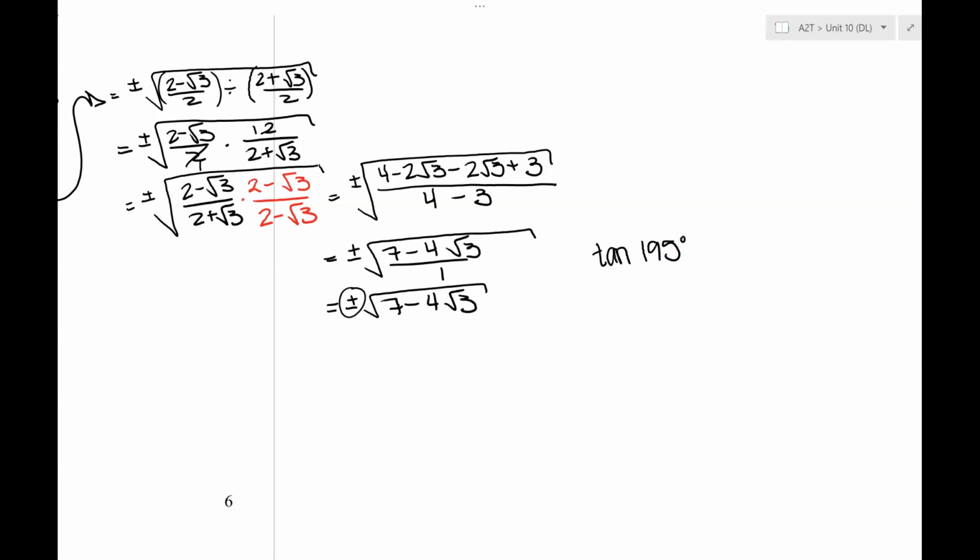Using the half angle formula, we used 390 as our alpha, but 390 is not ultimately what we're finding. So if we think about our Cartesian coordinate plane, and this is 0, and this is 90, and this is 180, and this is 270, 195 is right about right here, where tangent is positive. So we are going to have a positive square root of 7 minus 4 rad 3. Oh, that's nice. So nice.